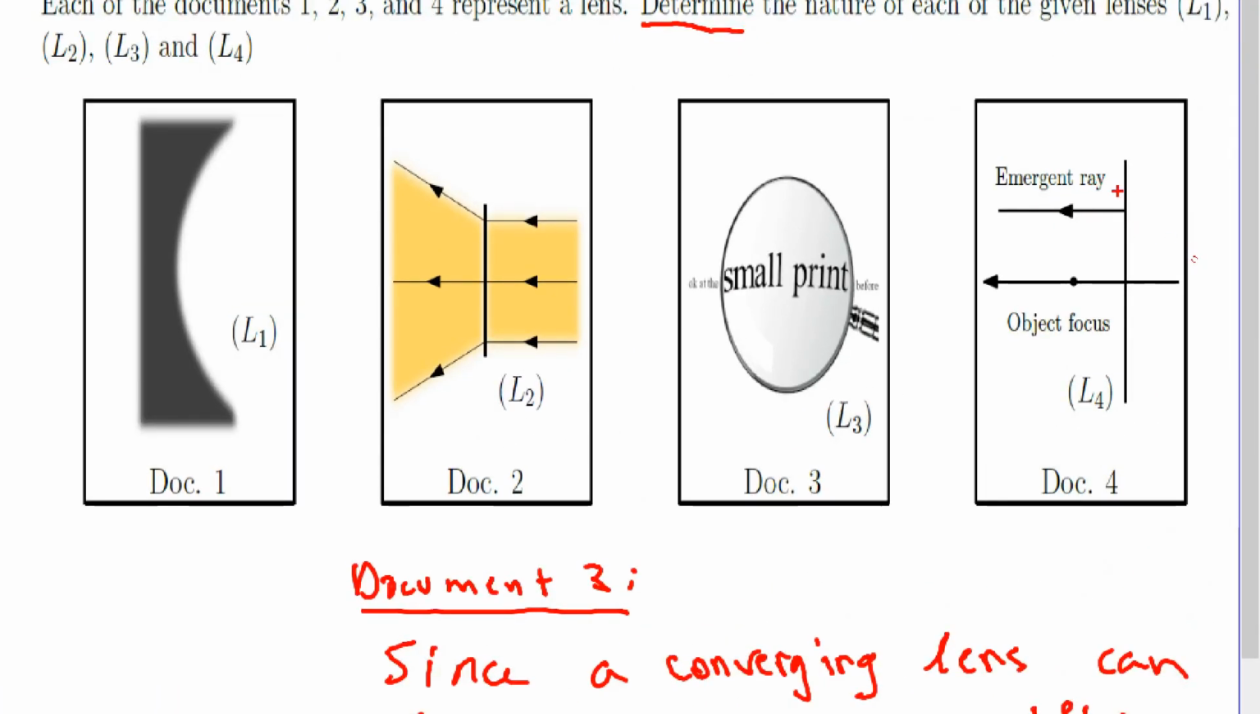Okay, in this document the direction of propagation is from right to left, and we have that the emergent ray and the object focus are on the same side, and we know that this is the case of a diverging lens, because in the diverging lens we have that the emergent ray and the object focus are always on the same side.